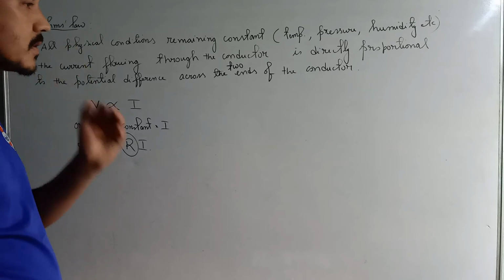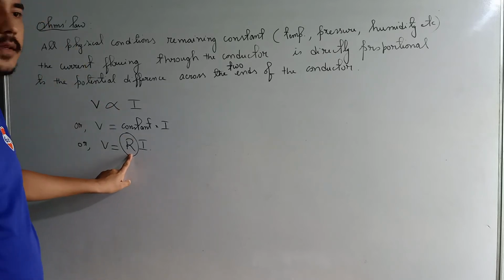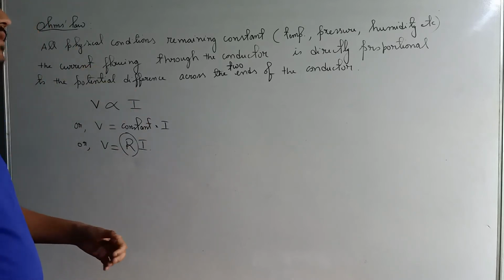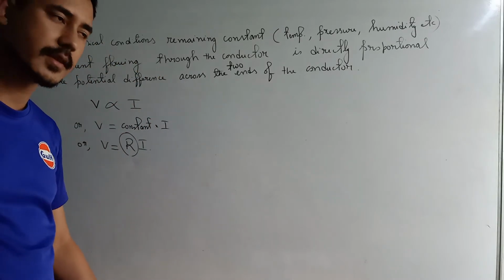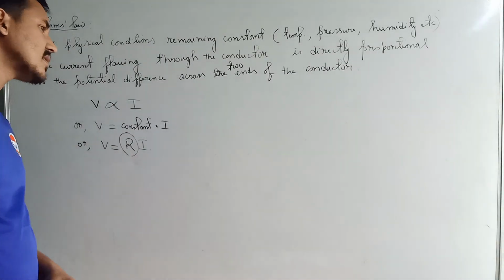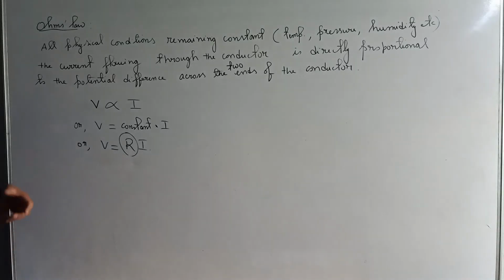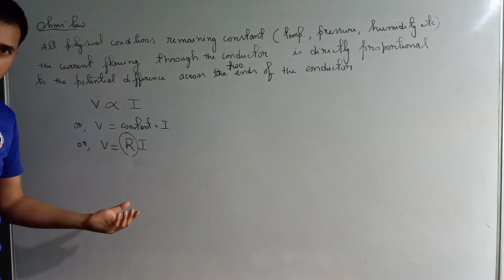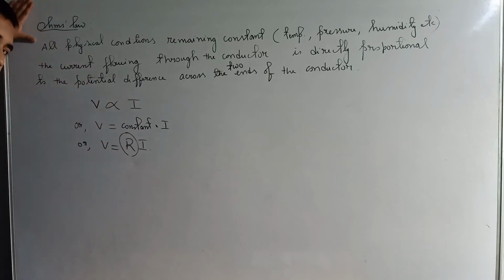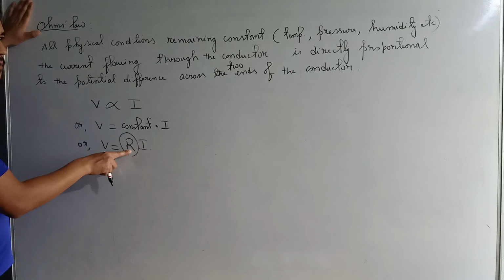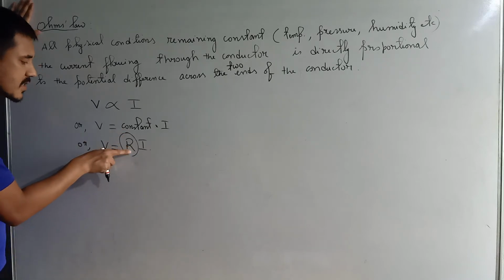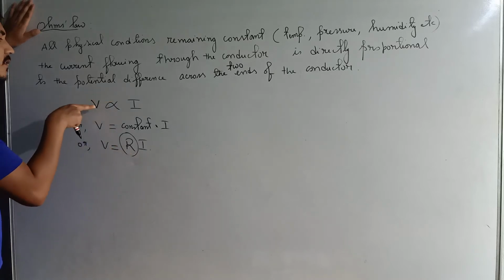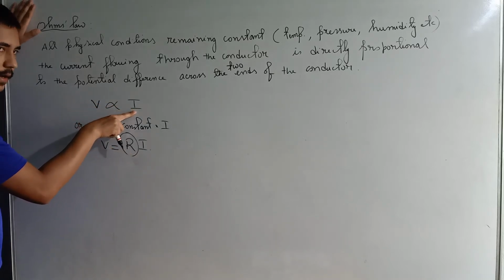But see, it doesn't mean that R is always constant. No, resistance is a variable quantity, okay? Resistance can be increased, resistance can be decreased. But for Ohm's law, resistance should always be constant. For if resistance is not constant, then V will not be proportional to I.